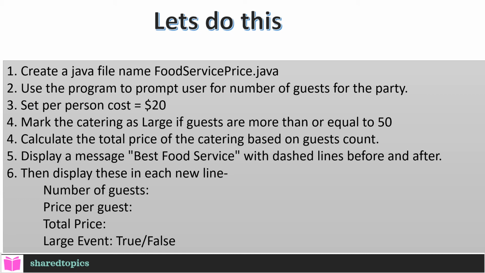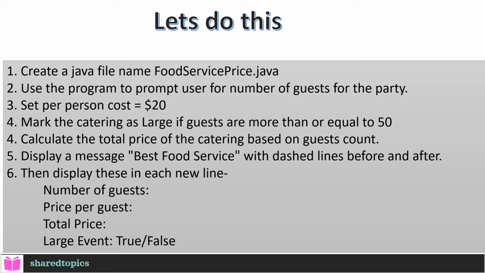Okay, now let's write a very small program. What it does is this will create a Java file and then use that program to prompt for, for example, the number of guests for the party. Okay, maybe this food service price. This program is for the party provider or caterer. He is going to ask the user to enter the number of guests. Okay, something like that. And then he has a fixed price per person cost of 20. That is the constant value here.